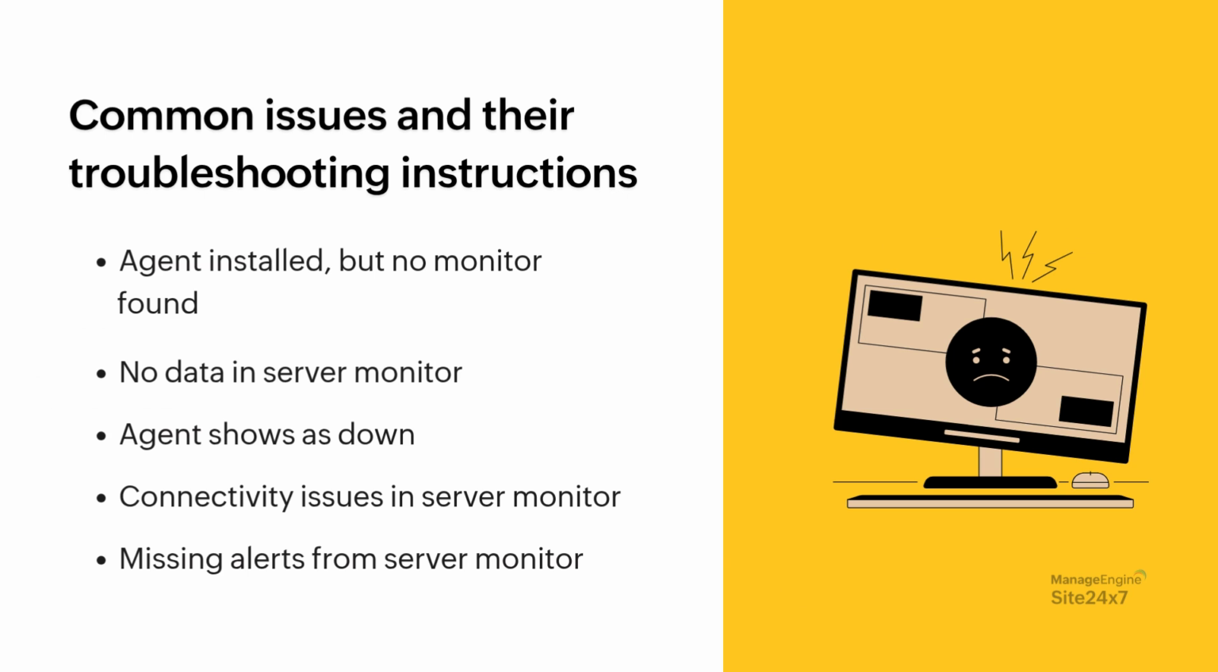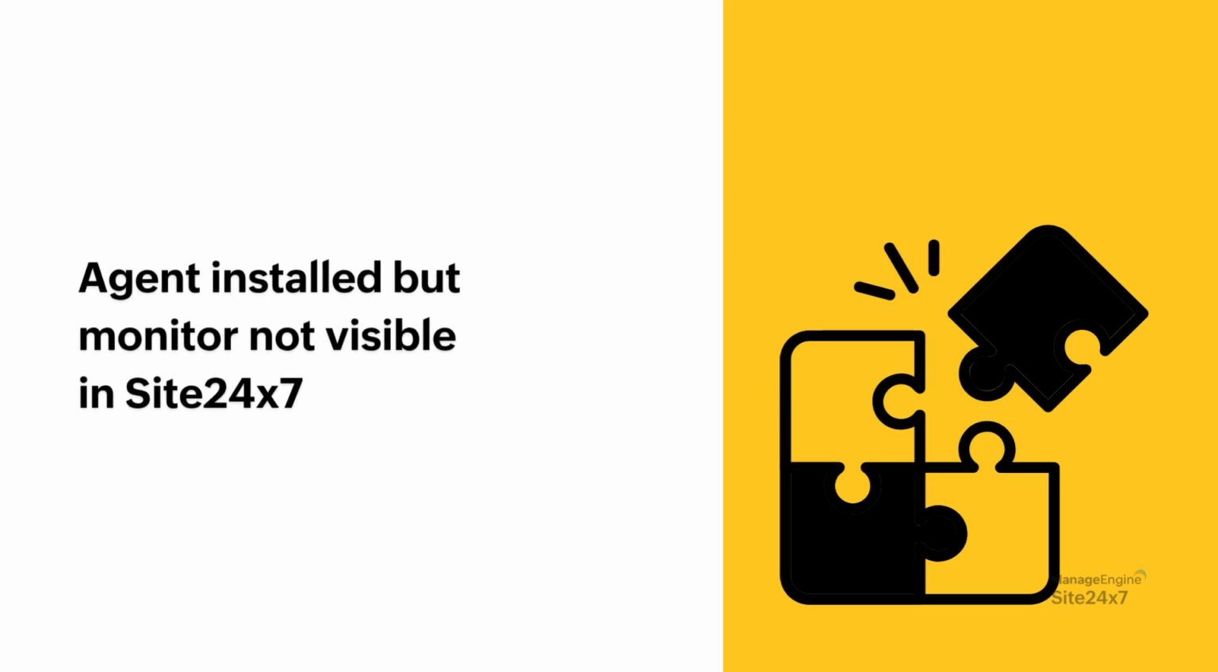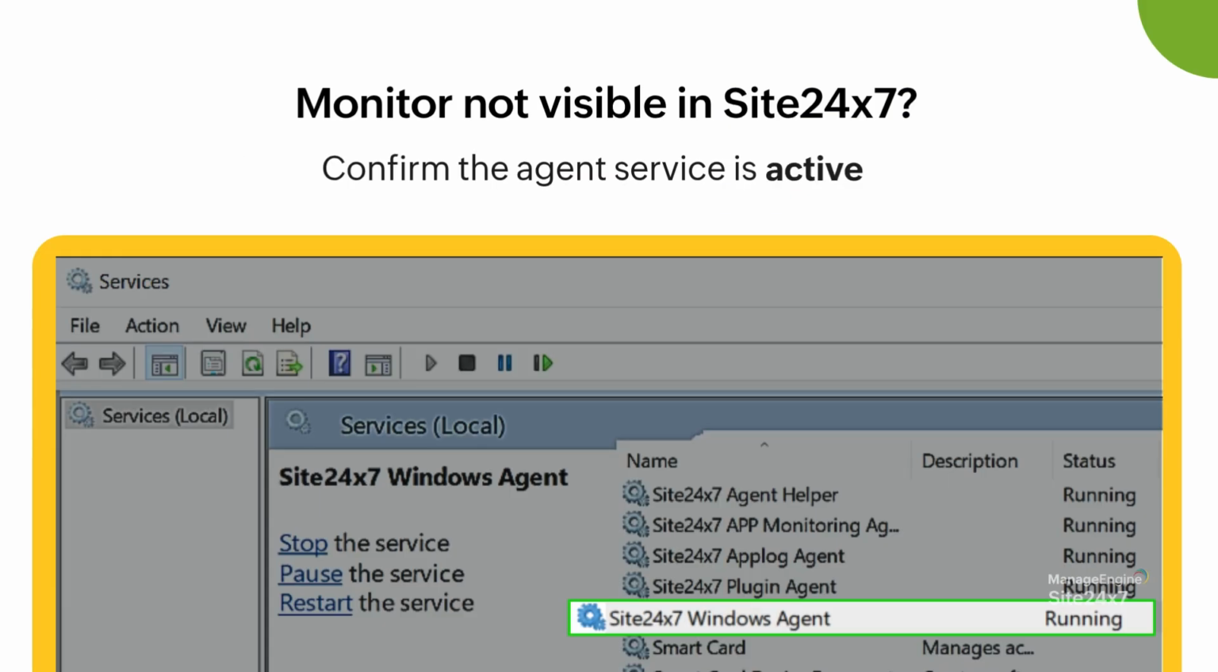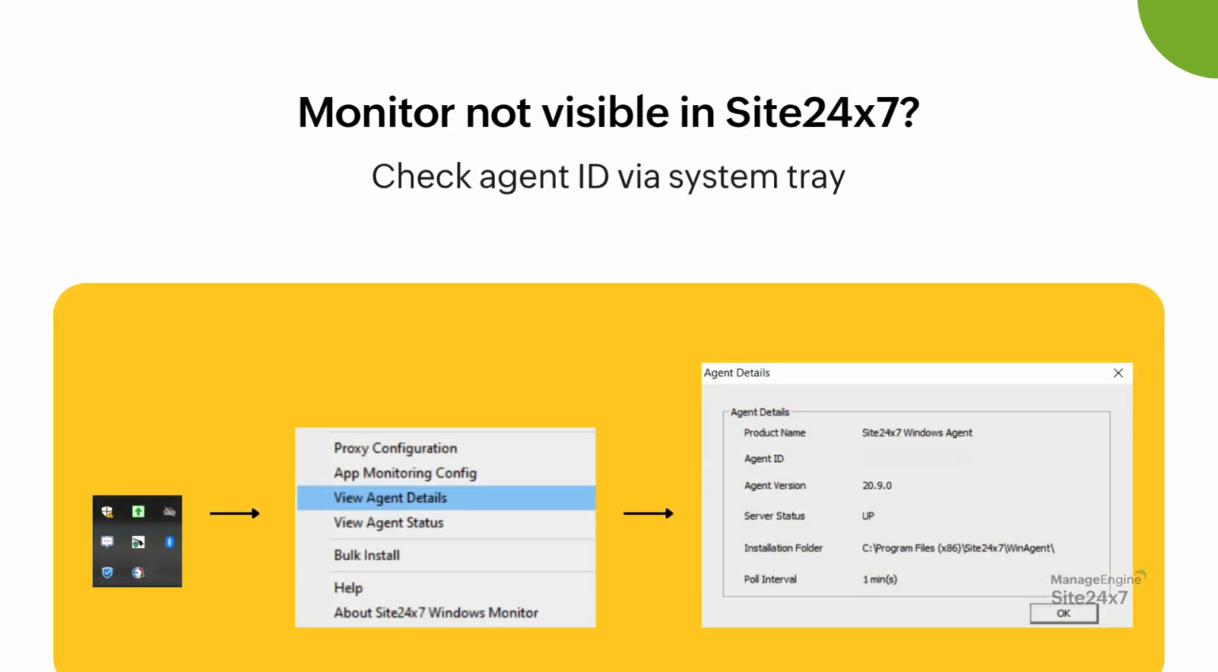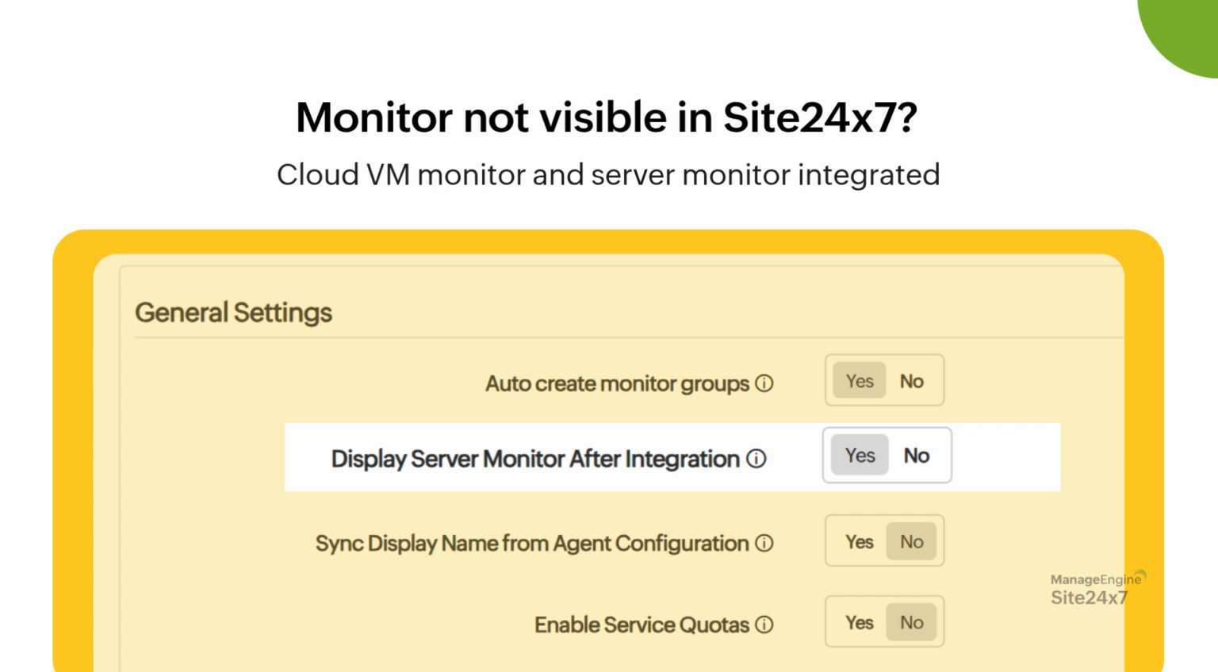Let's start fixing. If your server monitor isn't visible in Site 24/7, start by confirming the agent service is running and that your server can reach Site 24/7 over the network. Check the agent ID in the system tray. And on Cloud VMs, ensure the monitor isn't hidden to prevent duplicates.